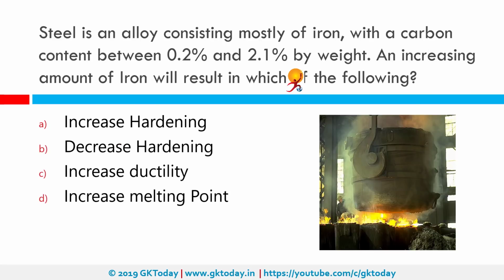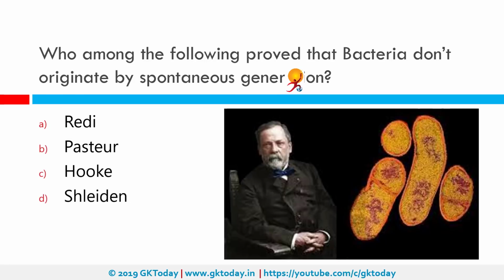Steel is an alloy consisting mostly of iron with a carbon content between 0.2 and 2.1 by weight. An increasing amount of carbon will result in which of the following? Correct answer is increased hardening. So steel is an alloy of iron and carbon and sometimes other elements. Because of its high tensile strength and low cost, it is a major component used in buildings, infrastructure, tools, ships, automobiles, machines, appliances, and weapons.